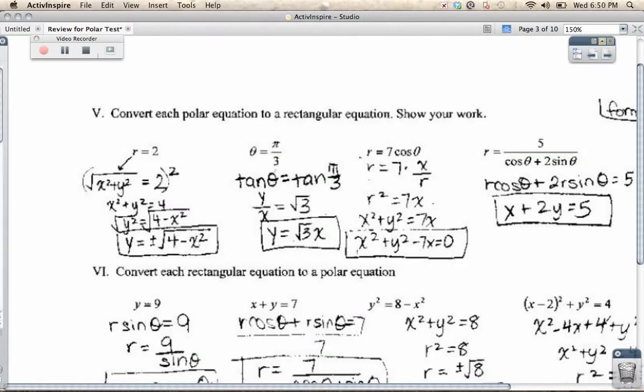All right, so for number 5, we're going to convert each polar equation to a rectangular equation. Then we're going to show our work. So for these, you're going to have to use all of the formulas that we just talked about in the previous numbers 3 and 4.